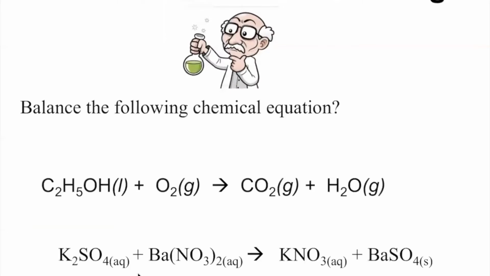You're going to realize the more you do it, you're not going to need to be doing a T-chart because you're going to be getting used to it. So pause it before you see the answer, which is going to be a 3 in front of oxygen, a 2 in front of carbon dioxide, and a 3 in front of water. For the second one, you just need a 2 in front of potassium nitrate.